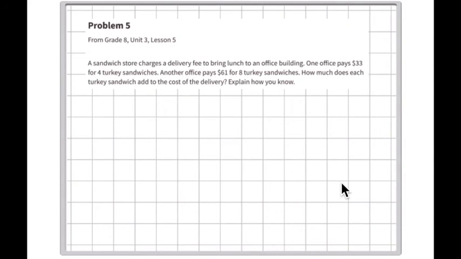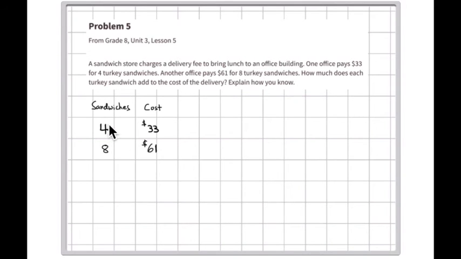Okay, this is problem number 5. So you're buying sandwiches at a sandwich store, and there is a delivery fee, and they want you to figure out how much does each sandwich cost, and what's the delivery fee. And they tell you that 4 sandwiches cost $33. That's how much money you pay when those 4 sandwiches are delivered. So that's including the delivery fee. And 8 sandwiches cost $61. Again, that's including the delivery fee.